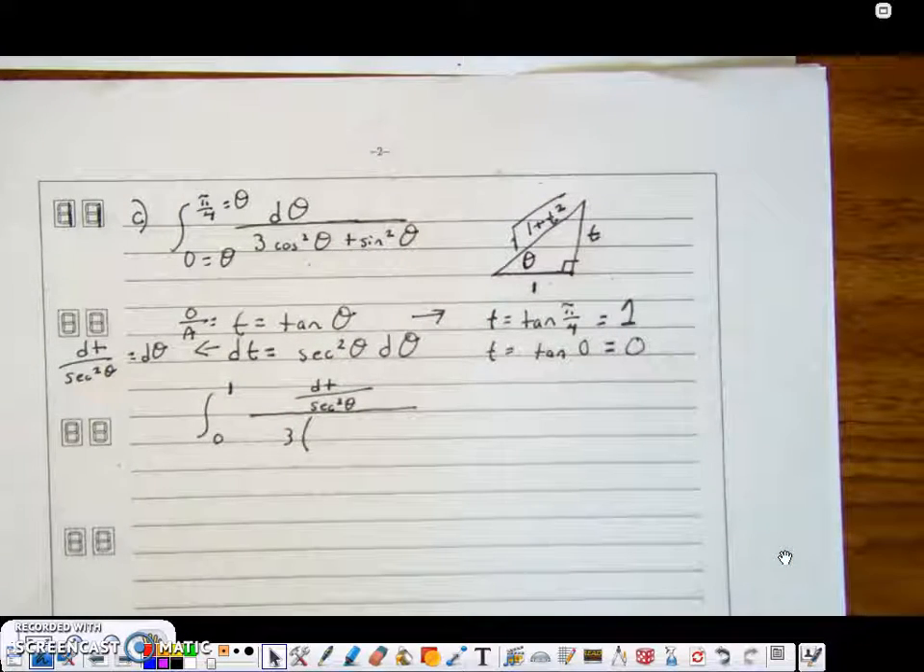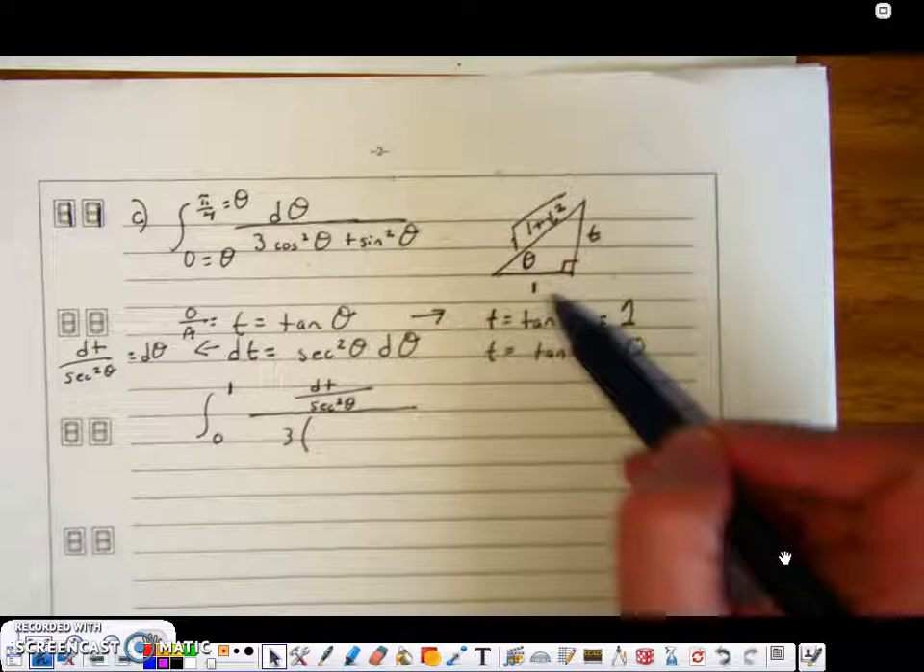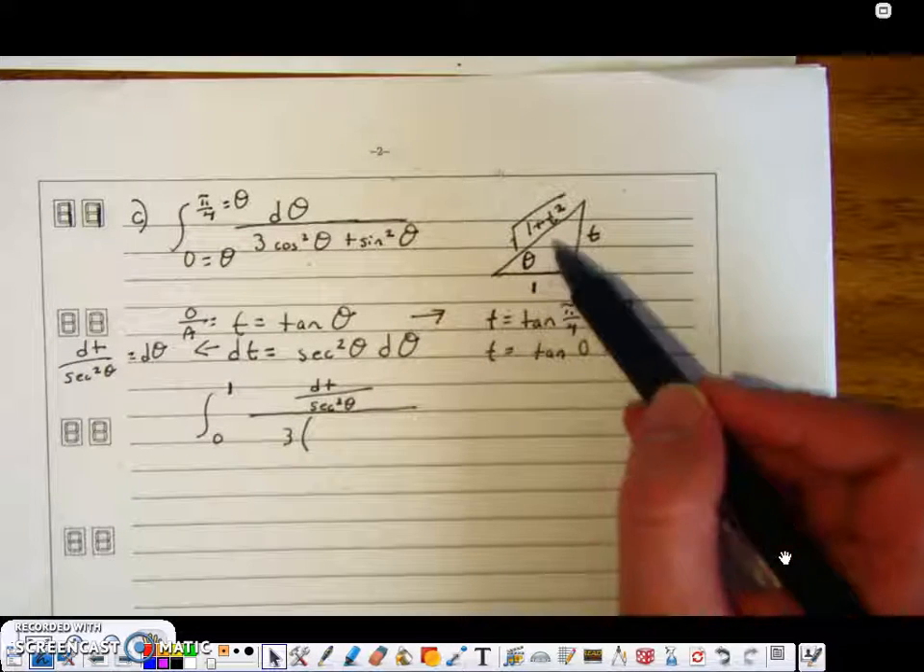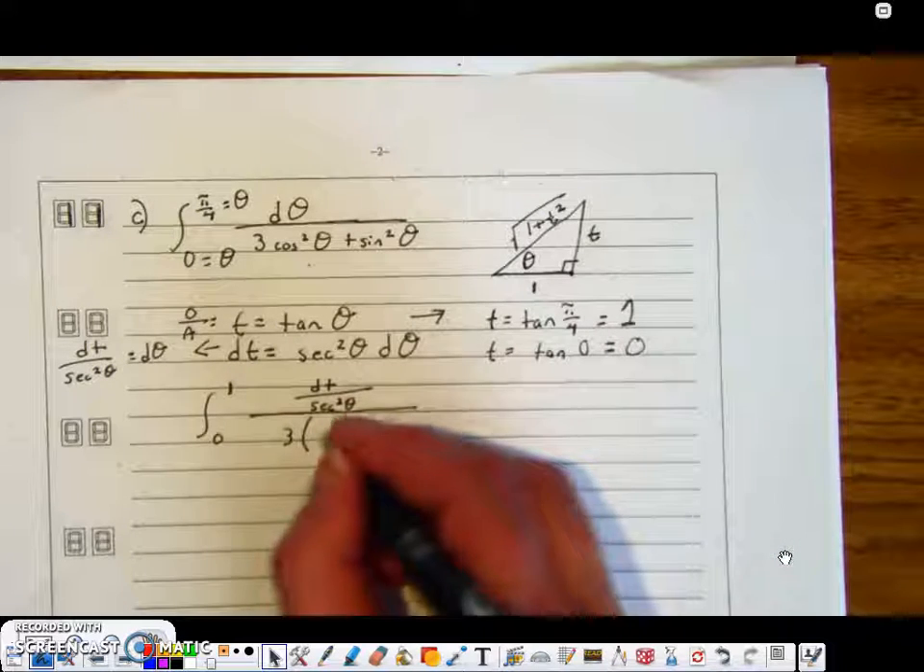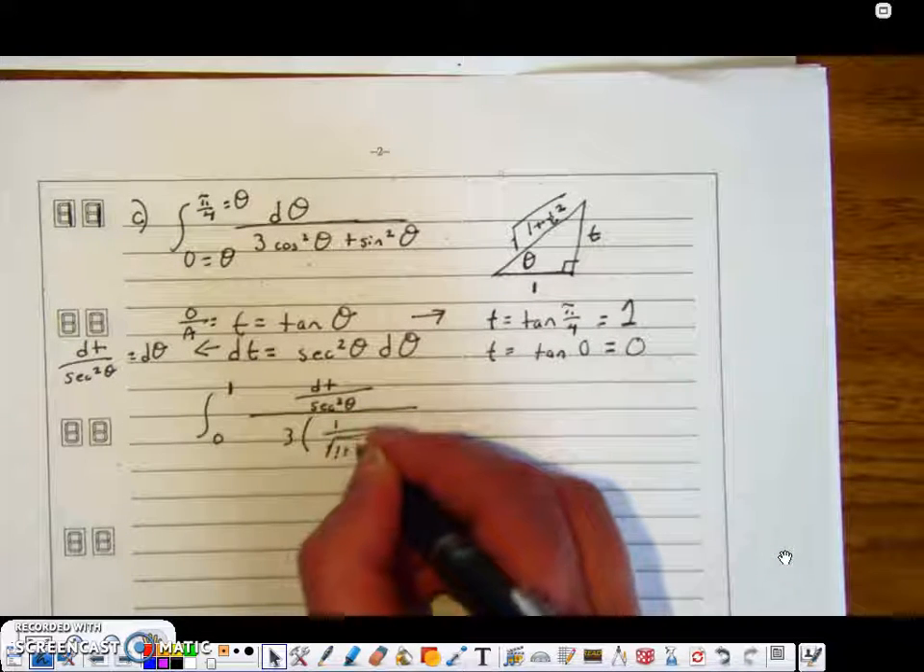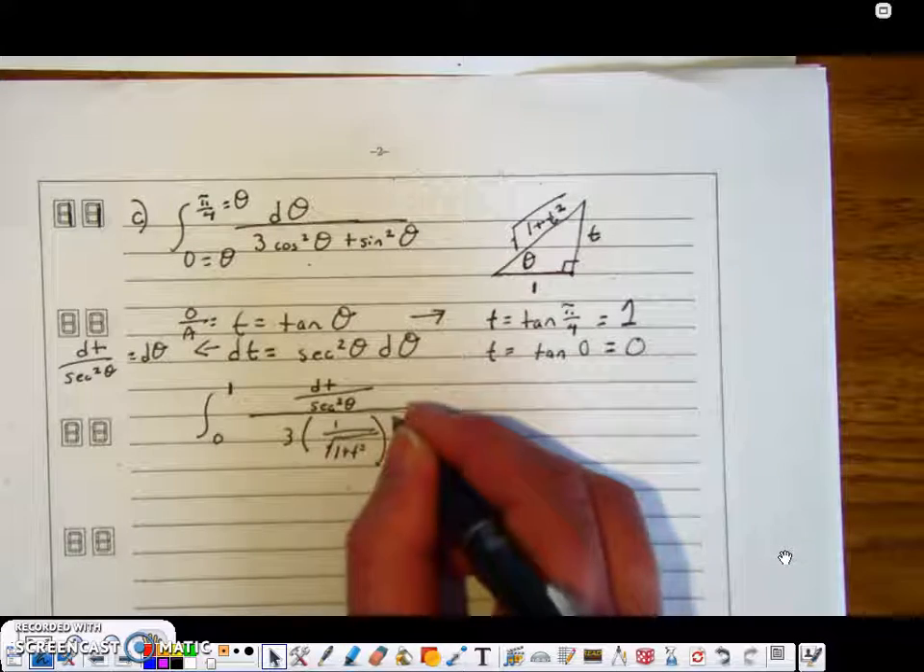And then you put in just the cosine of the angle, which is adjacent over hypotenuse. So 1 over the square root of 1 plus t squared, and that's squared.